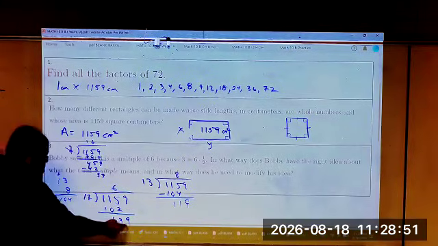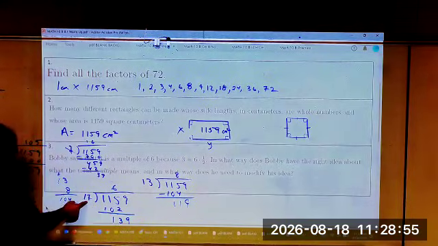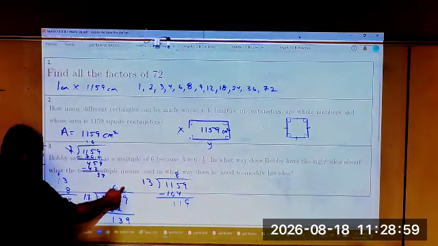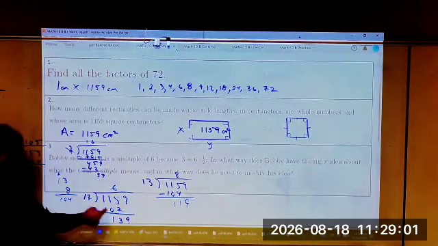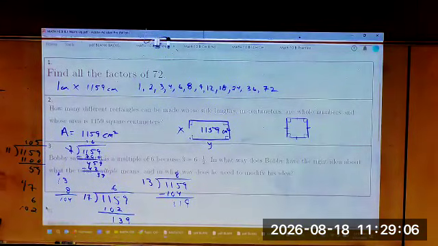I would have to make a 9. The only way I'm going to get 7 to make a 9 would be multiplied by 7. Multiplying by 8 would give me a 6. Not going to work. Multiplying by 9 would give me a 3. That's not going to work. And then that's the ones place, that's not going to go in evenly.